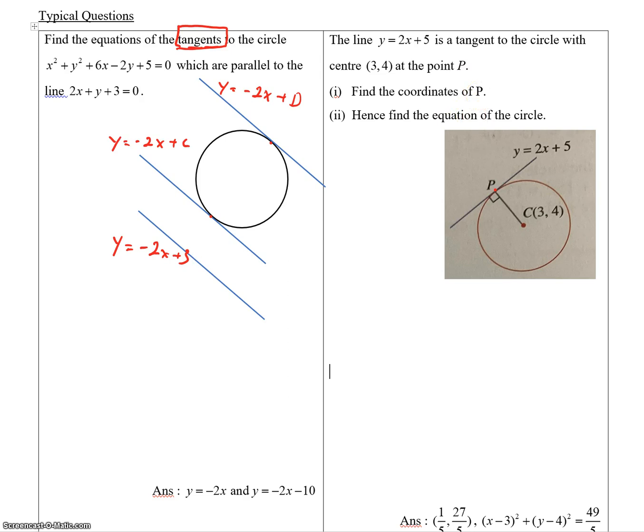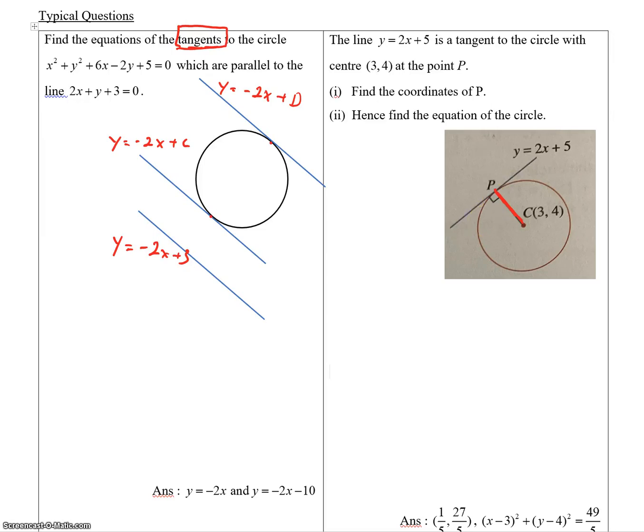Usually, if you need to find the coordinates, you just need to sub this line into the circle's equation, right? But the problem is we don't have the circle's equation. They didn't give it to us. So we are a bit stuck here. If we need to find P and we cannot intersect with the circle, there's only one other thing we can intersect with, which is this line over here, CP. So we can find the equation of this line CP.